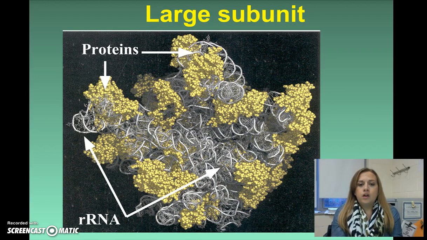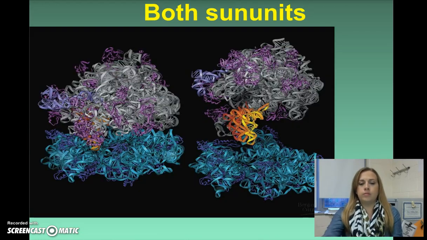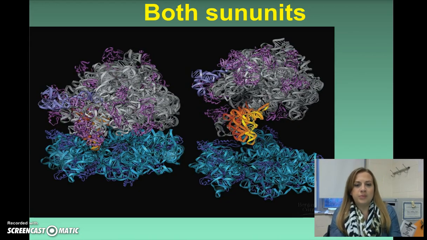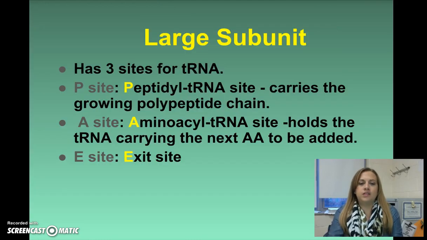Here you're looking at a picture or a diagram of the large subunit of a ribosome, and so you can see you've got proteins and you've got RNA. Looks kind of like a big mess all jumbled up together. And here you're looking at both subunits. So you're looking at the large and the small subunit together.